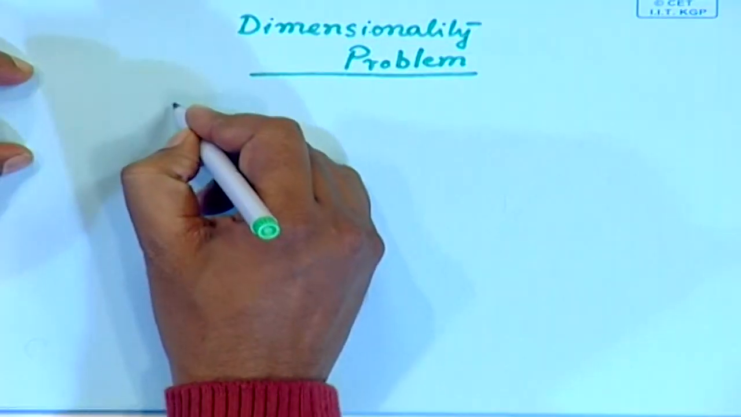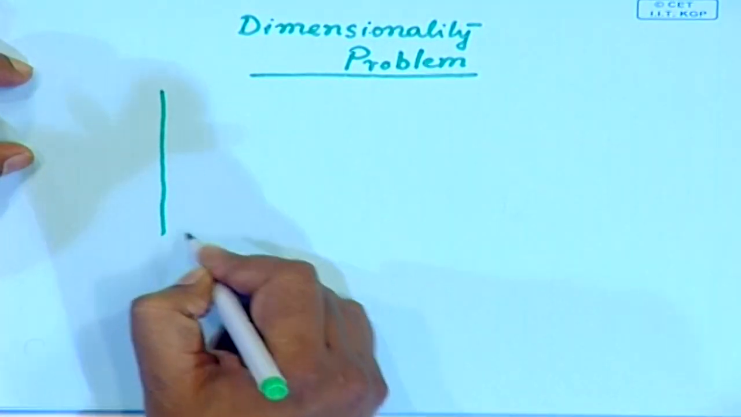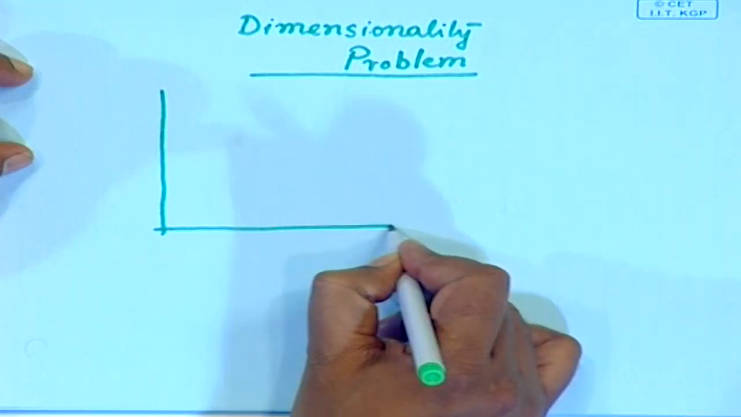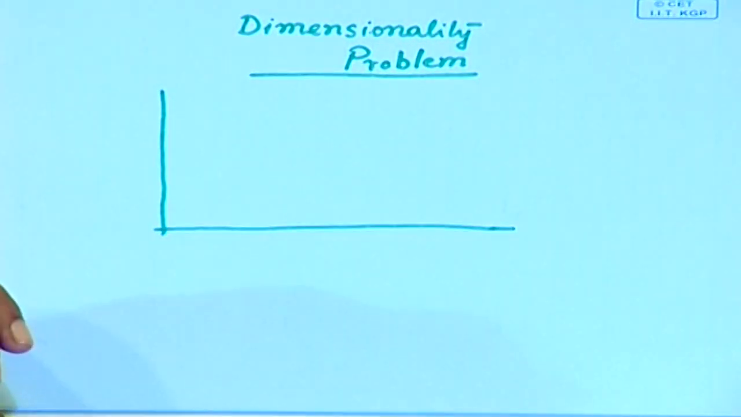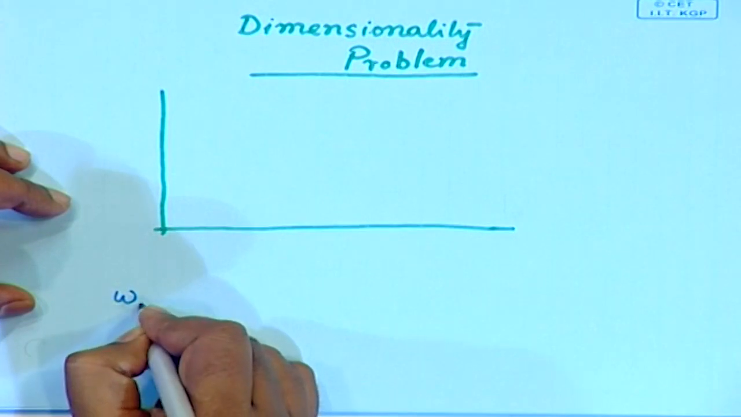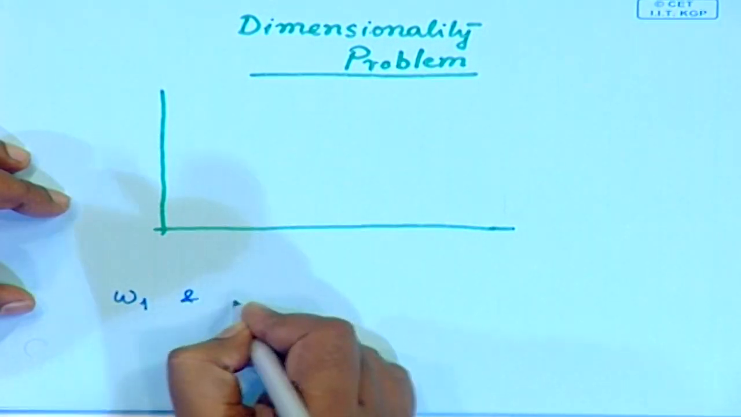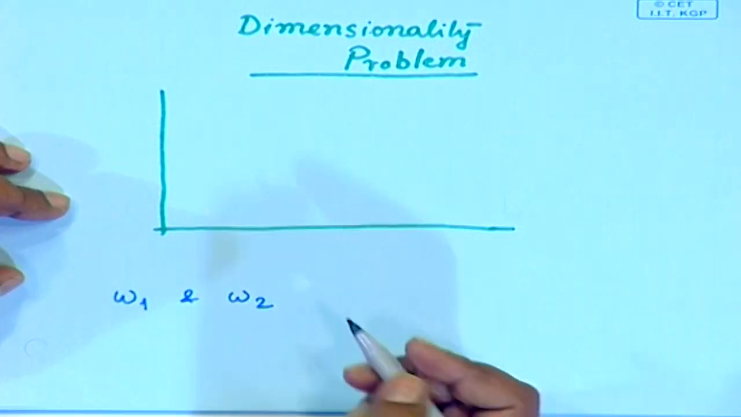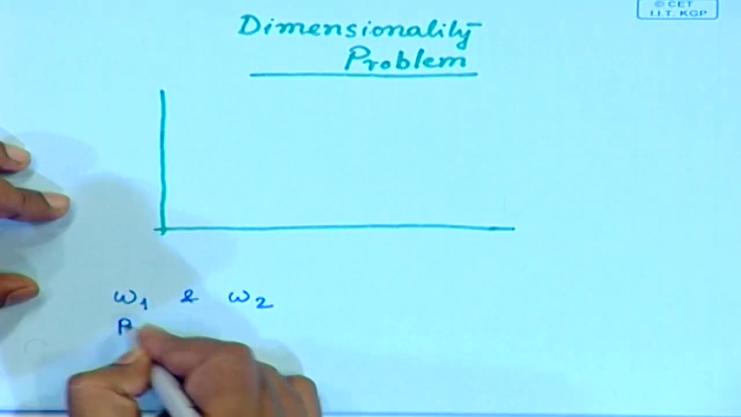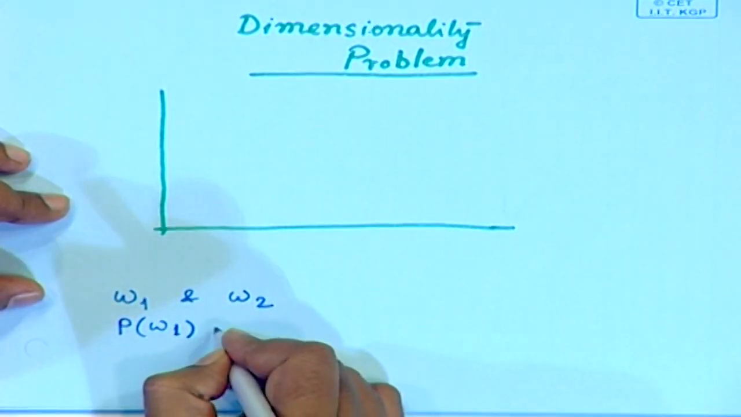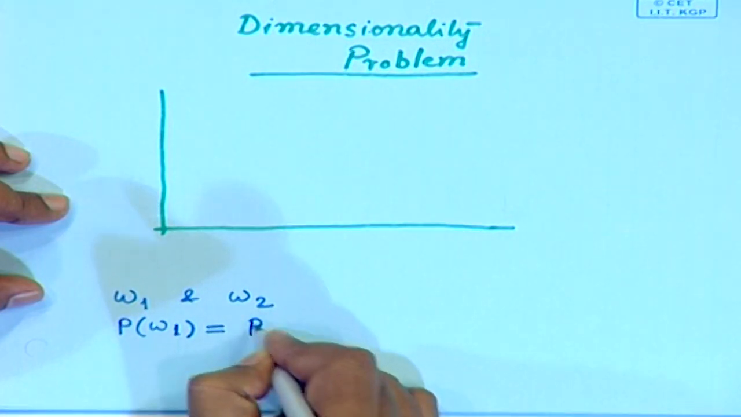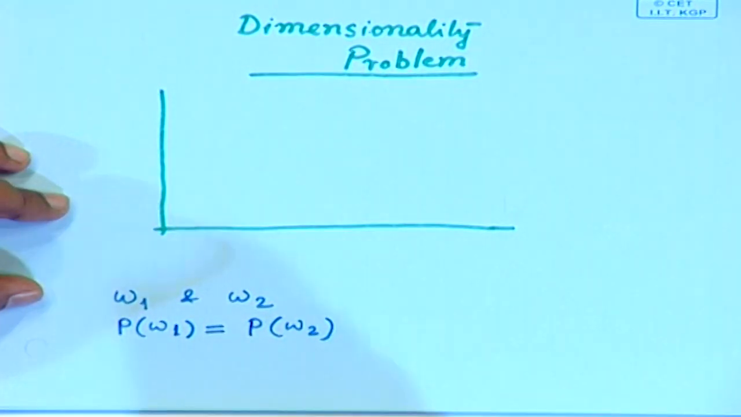Now, let us go to the Bayes decision theory or minimum error rate classification, where we said that we know the probability density function. Let me assume that we have two classes, class omega 1 and class omega 2, and I also assume that p of omega 1, the a priori probability of class omega 1, and p of omega 2, the a priori probability of class omega 2, are the same.